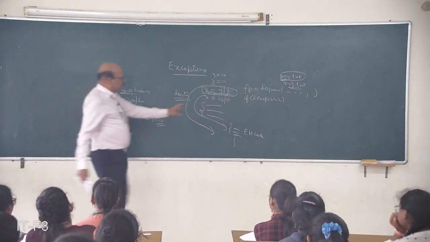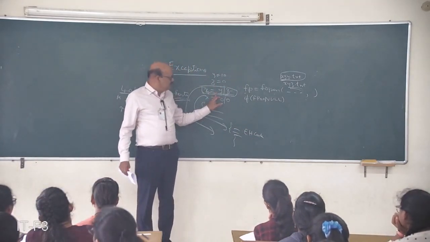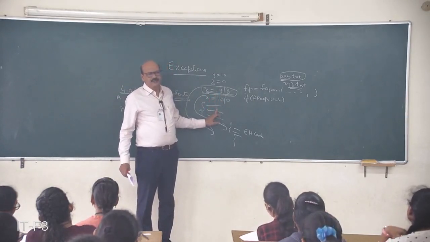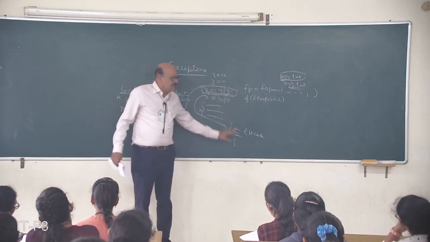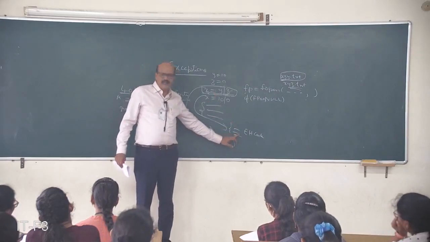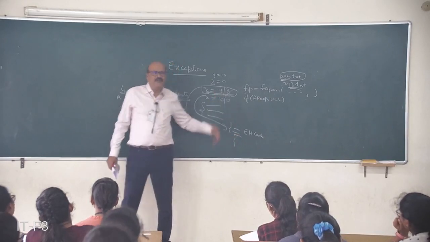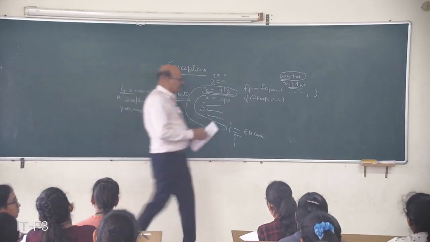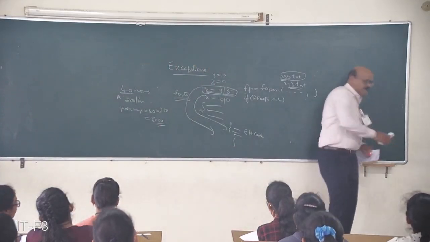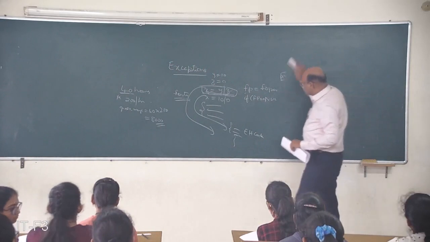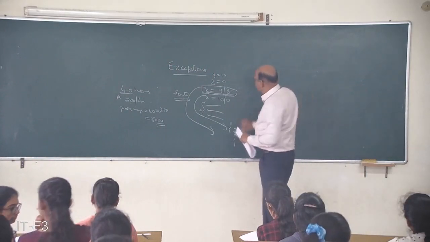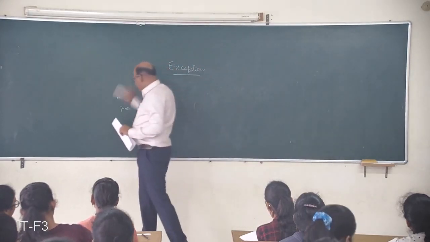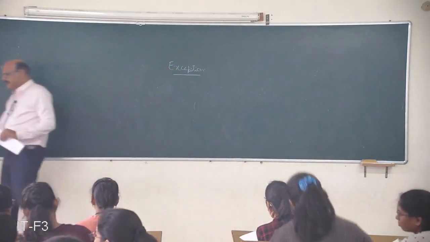Whenever an exception occurs, the statement which has caused the exception, the remaining statements after this will not get executed. Straight away the control jumps to the exception handling code, from where the execution commences. First we will see some examples, and then we will write some exception handling code so that you will come to know. After that also, if you have any doubts, you ask me, I'll try to clarify.